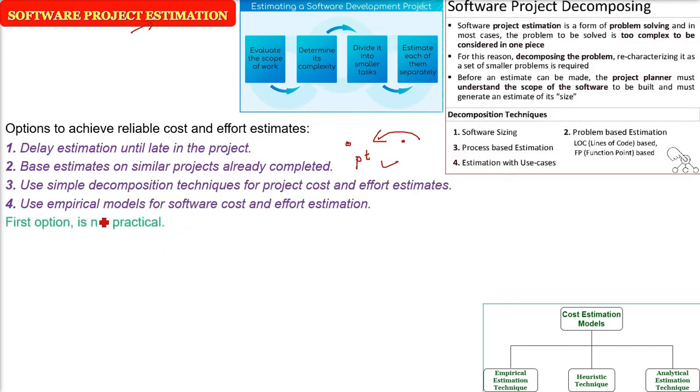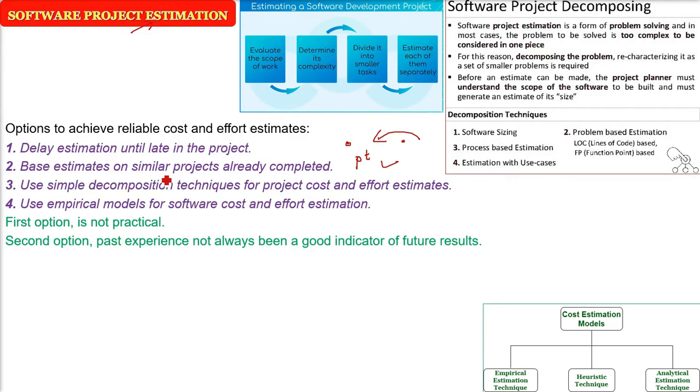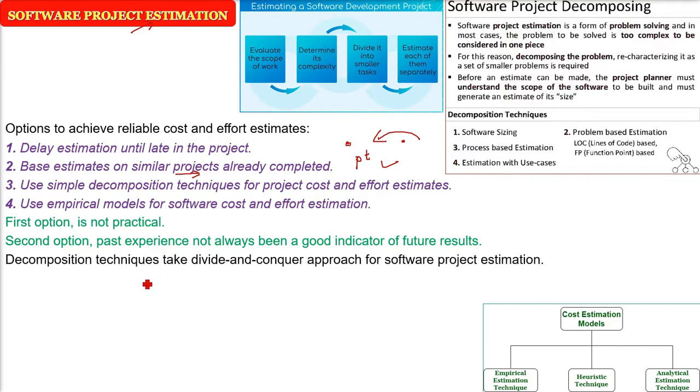The first is not practical. Why? Until the project is complete, you cannot estimate, and after the project is complete, there is no point. The second option: most of the time the past experience will not give you the kind of indication or good result that you can apply to the present project. I'm not saying always, but we cannot always rely upon similar projects to give us the cost estimate. So we will use the simple decomposition technique or the empirical models.